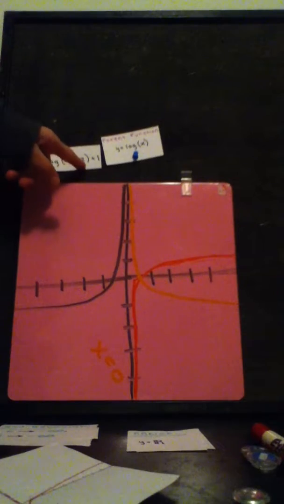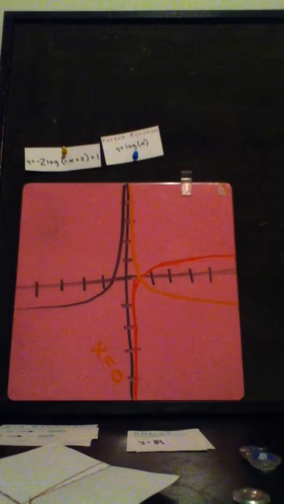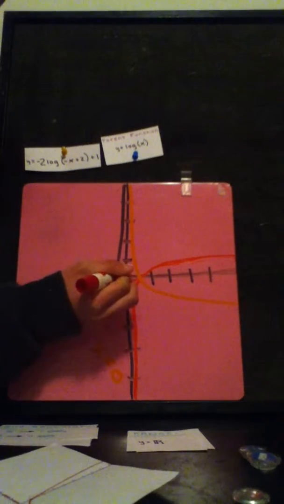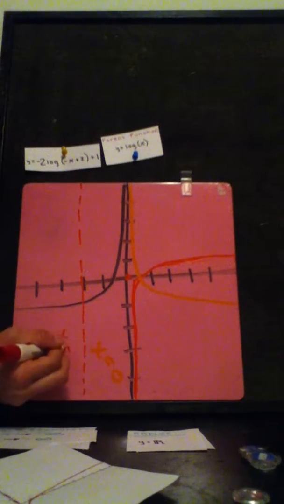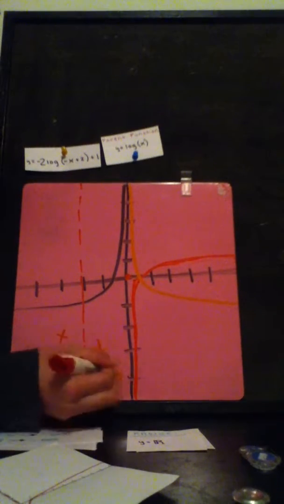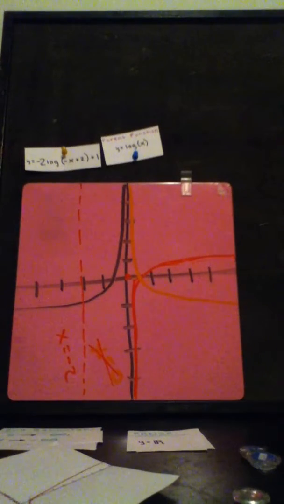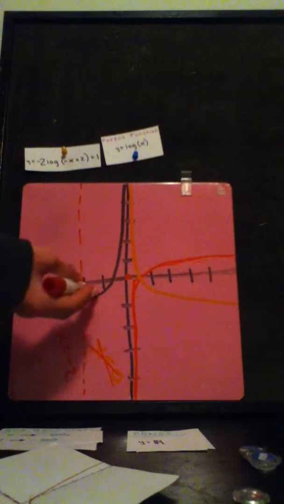Now we're going to have a translation left 2 units and up 1 unit. The left 2 units changes our asymptote from the line x equals 0 to the line x equals negative 2. So this one is no longer the asymptote. And moving it up 1 just moves our function up 1. So it will look something like that.